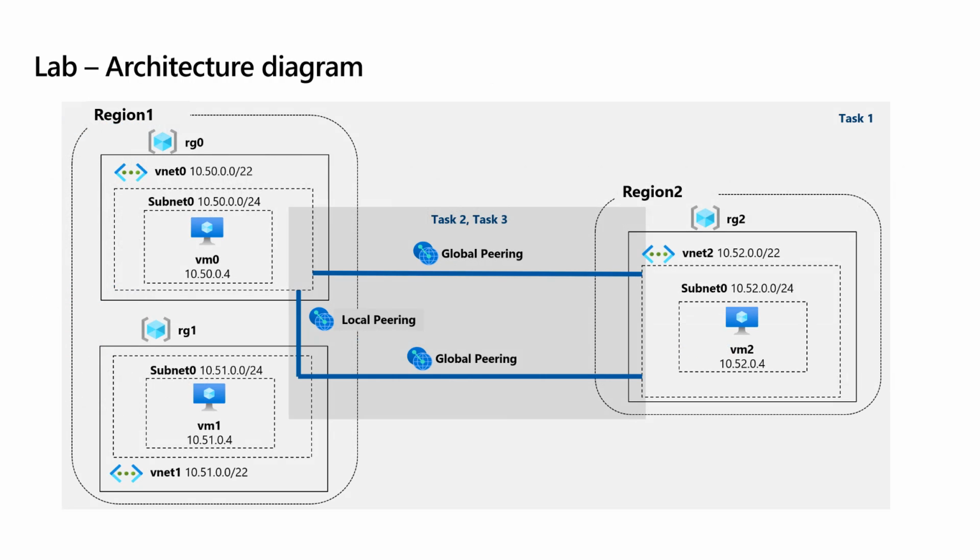So this is a simple overview of what the lab will look like. You'll see we have two different regions. In region 1, we have two resource groups called resource group 0 and resource group 1. Inside both of those, we have a virtual network, a subnet, and a virtual machine. And then in region 2, we have the same. We've got resource group 2 with a virtual network, a subnet, and a virtual machine attached to that subnet. And you can see in task 2 and task 3, we will be carrying out a local peering between VNet 0 and VNet 1, and then we'll carry out global peering between VNet 0 and VNet 2, and VNet 1 and VNet 2.